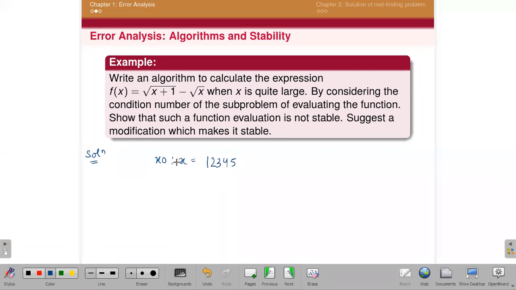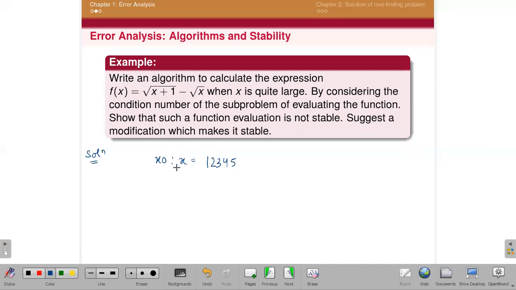Ma'am, to calculate this expression when x is quite large, why can't I just find the limit by rationalizing? That is another thing. But with this given function, you have to write the algorithm and calculate the expression at the given number. Making it stable by rationalizing is another step. We will see that this is a subtraction of two nearly equal numbers, and that's why we are getting instability here. That will be our next step to make it stable.